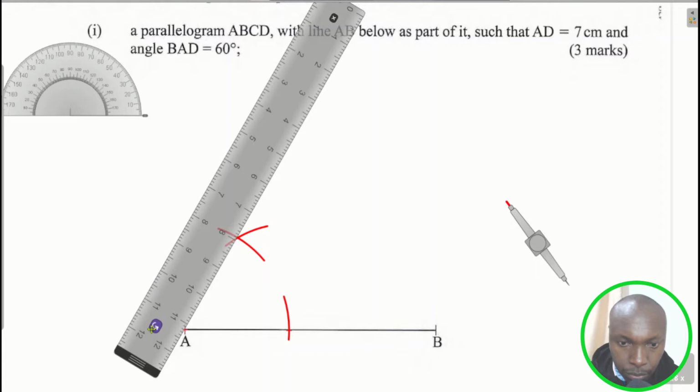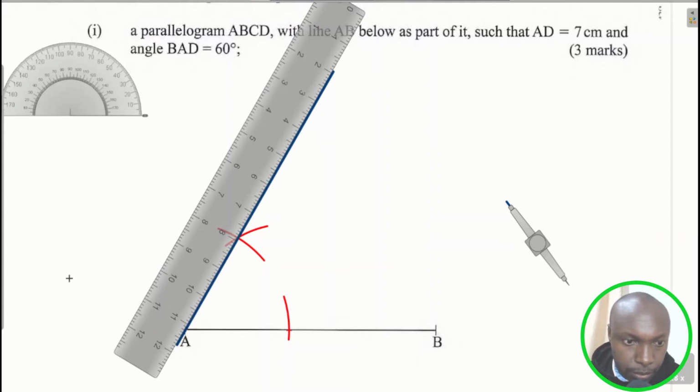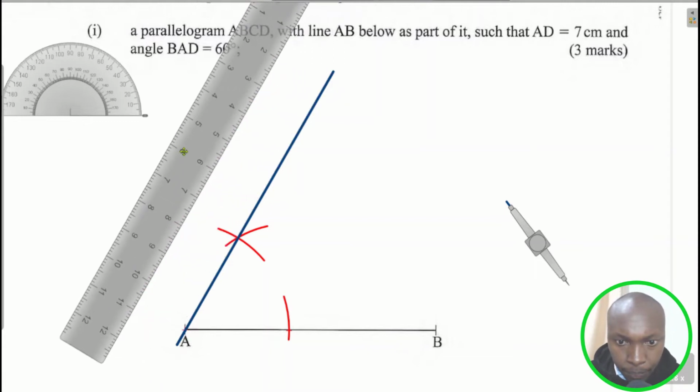So that is how I'm supposed to do it. Join A to the point of intersection of the two arcs using a straight line. So that is how you join it. Once you do that, that angle should be 60 degrees. Now D should be along that line that you've drawn there.